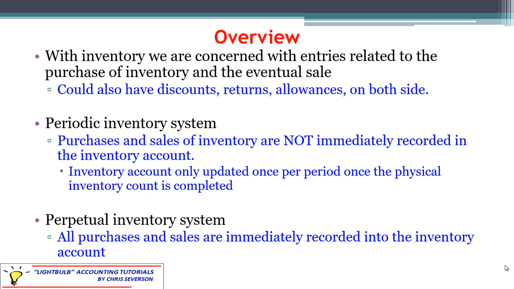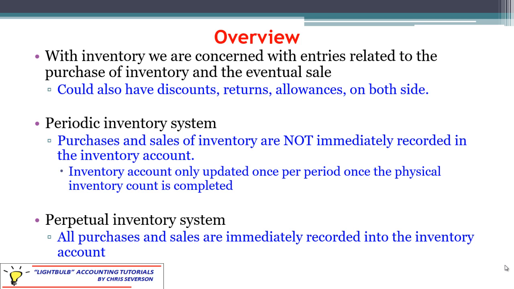Now, this is a quick overview, this first slide. The purchases and sales of inventory under the periodic system are not immediately recorded in the inventory account. Instead, it's only done once per period. It's done on a periodic basis at the end of the year. Once the physical inventory count has been completed, and we know how much inventory we have, we know how much we should have based on all the beginning inventory and the purchases, and we assume whatever's not there must have been sold. So we're going to do that update once per period.